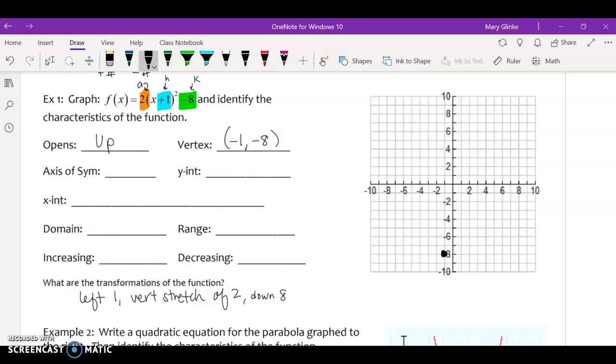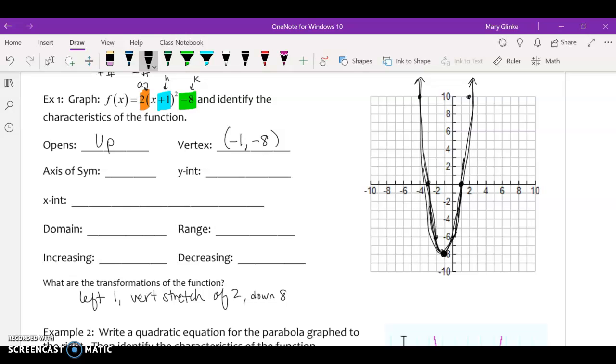Since my A value is 2, I'm going to do the 1, 3, 5 pattern, but I'm going to multiply it by 2. So over 1 up 2, over 1 up 6, and then over 1 up 10. And you're going to make it into that nice parabola or U shape. And once again, mine looks pretty bad. I'm sorry about that. Just bear with me. Pretend I actually hit my marks there and went through the points.